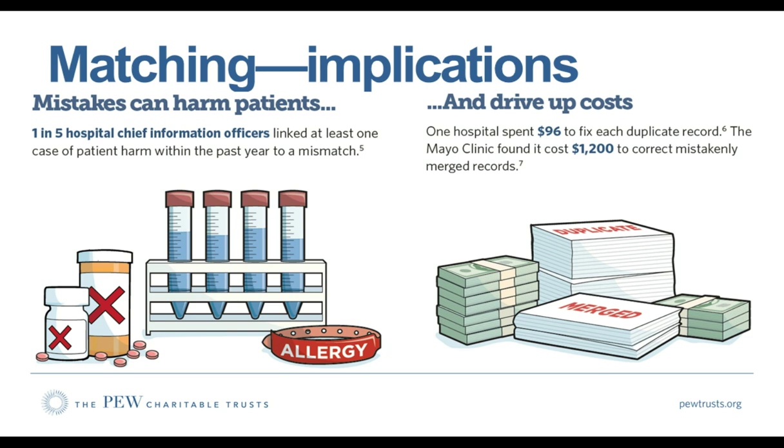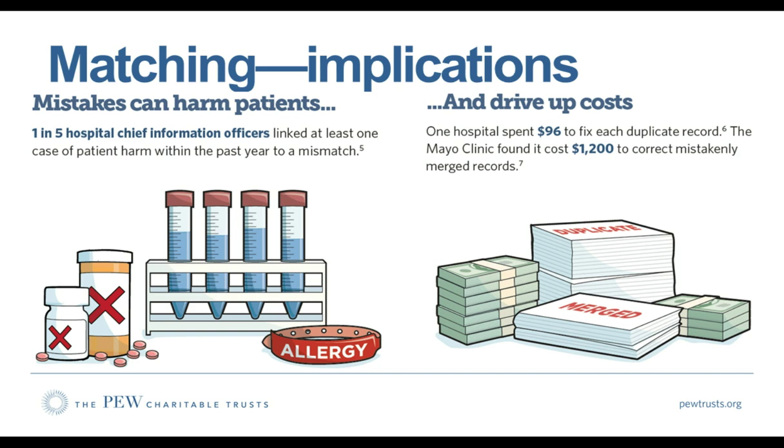The challenges with patient matching also have several implications. For example, on patient safety, where 1 in 5 hospital CIOs have indicated that challenges with matching have led to at least one safety event in the last year. For example, this could be that an allergy that is listed in one record may not be listed in another, or that certain lab results may not be transmitted to the clinician.